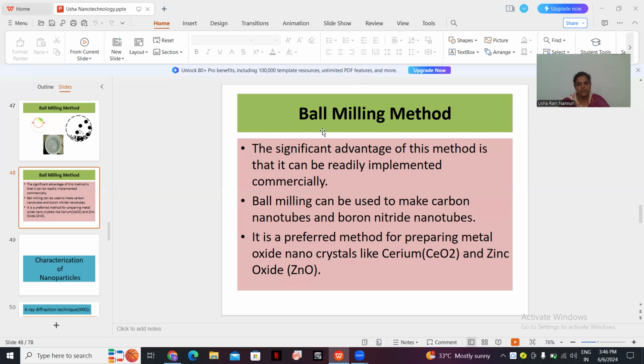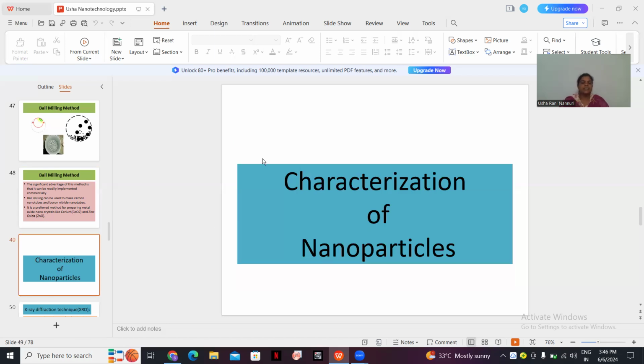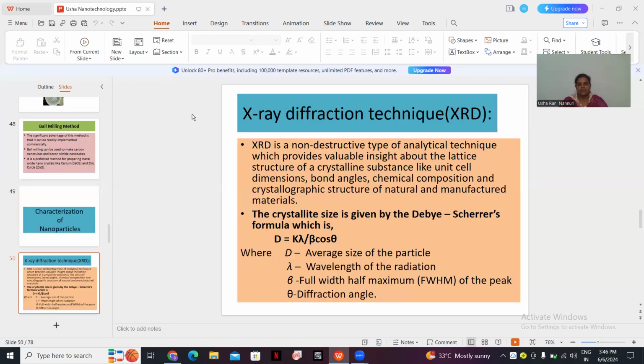We use these methods: sol-gel method, ball milling method, combustion method, precipitation method, chemical vapor deposition method, and physical vapor deposition method, to synthesize the nanoparticles. Then after that, characterization of nanoparticles.